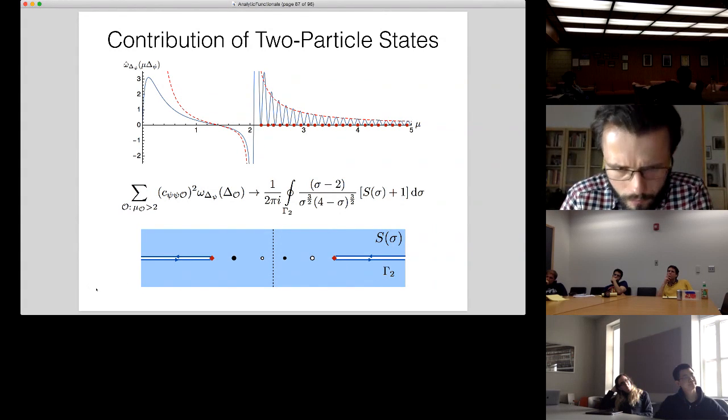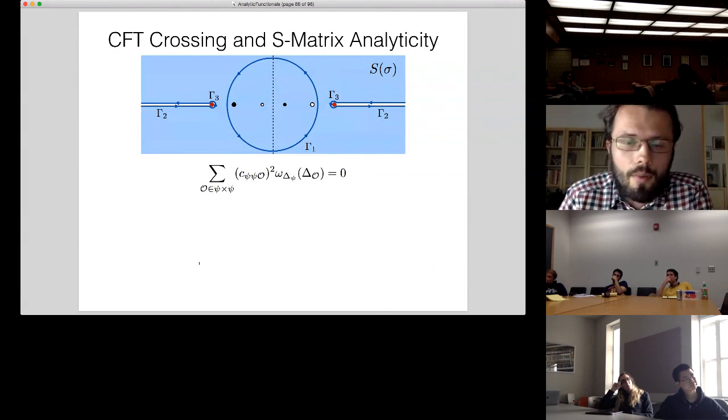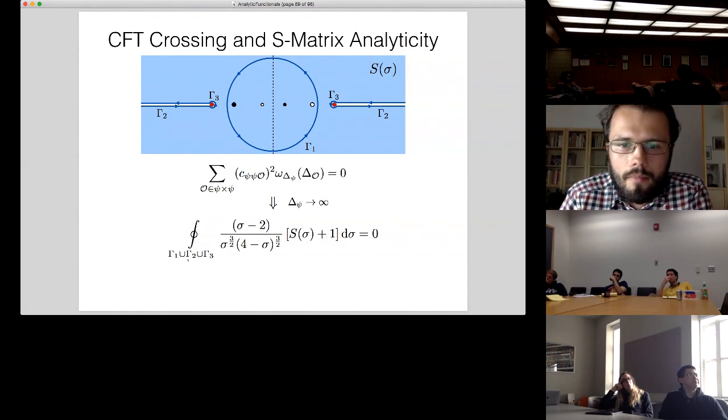Now I already used the crossing symmetry of the S matrix to duplicate a contour, writing it both on the right and on the left. And amazingly, we find exactly the same prefactor in the contour integral, the same integrand for the two particle states as we found for the bound states. So in the end, when we put everything together, the whole crossing equation at large delta psi can just be written as a certain equality where a contour integral is equal to zero.